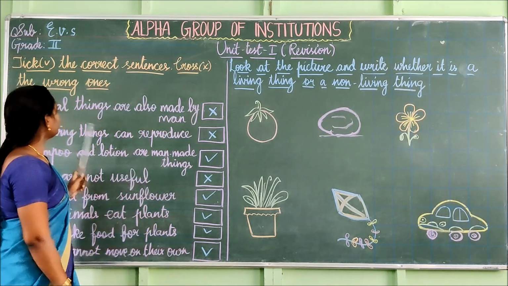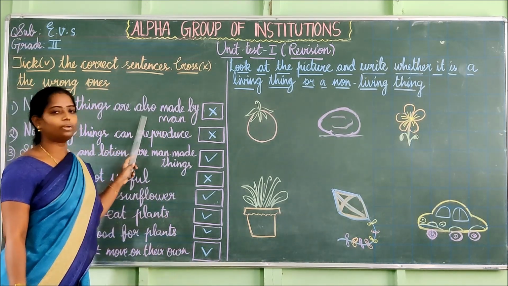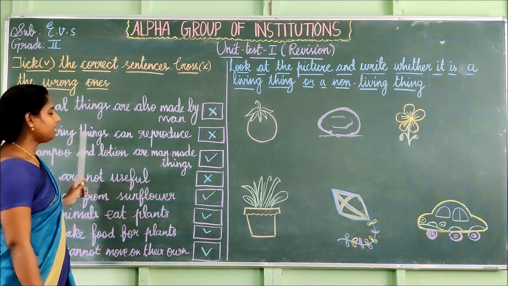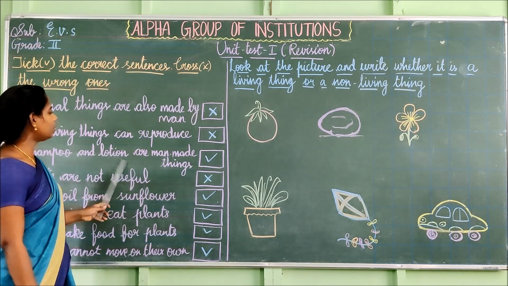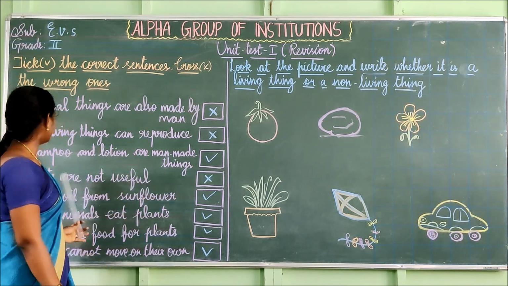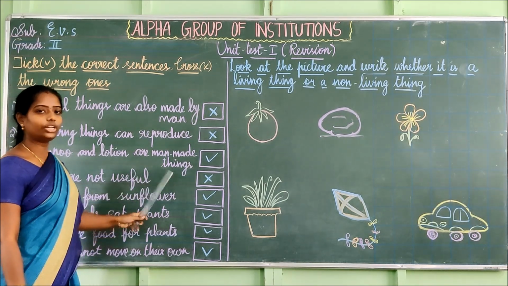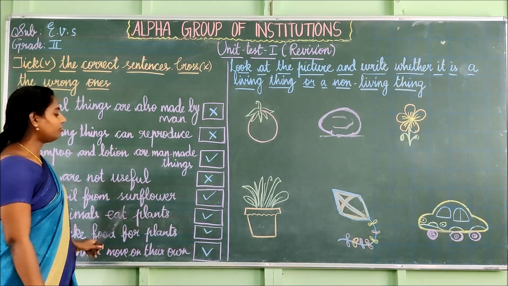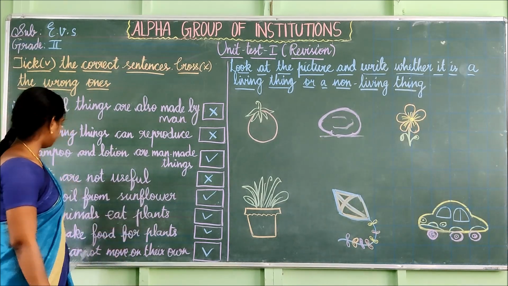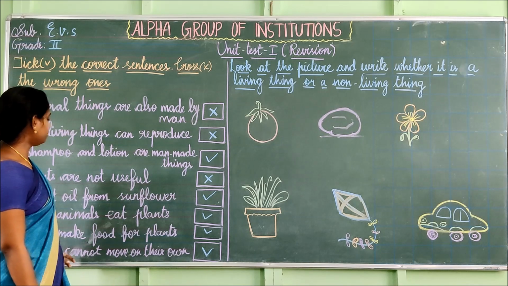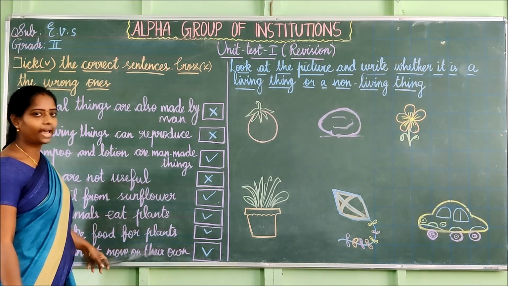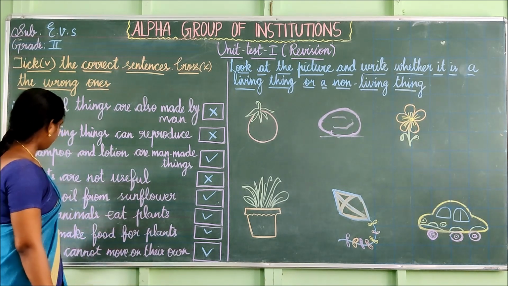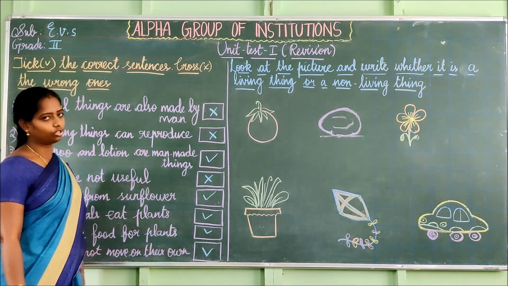Okay, children, see? Natural things are also made by man. It is wrong. Non-living things can reproduce. It is also a wrong statement. Shampoos and lotion are man-made things. It is correct. Plants are not useful. It is wrong. We get oil from sunflower. Yes, it is a correct statement. Some animals eat plants. Yes, it is correct. Leaves make food for plants. It is also correct. A plant cannot move on its own. That is the correct statement.